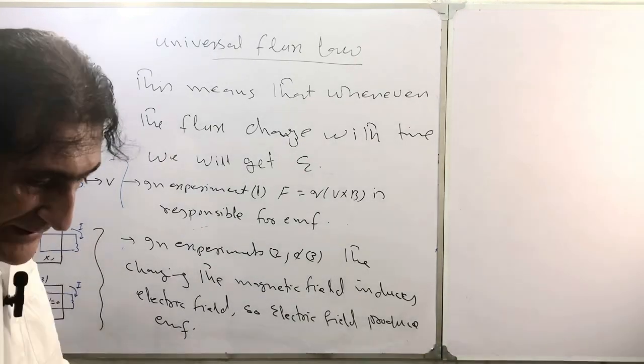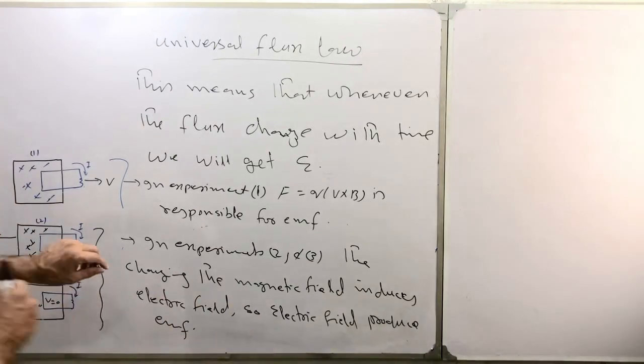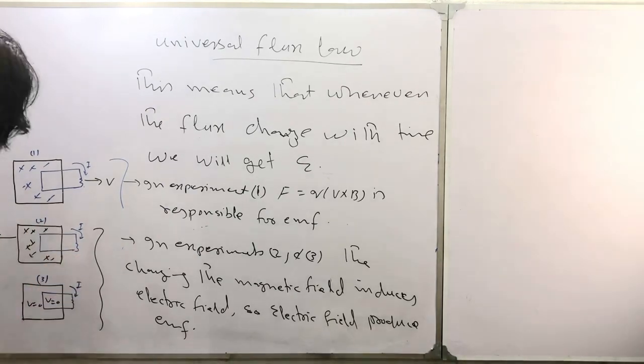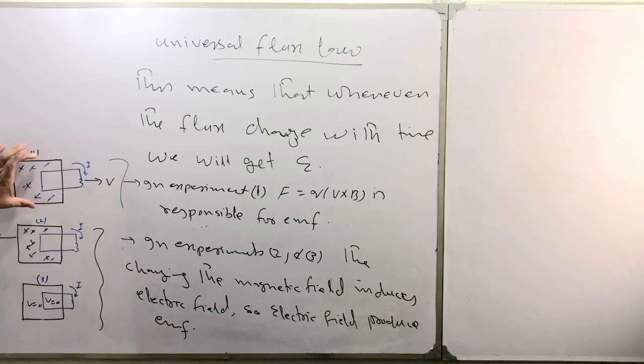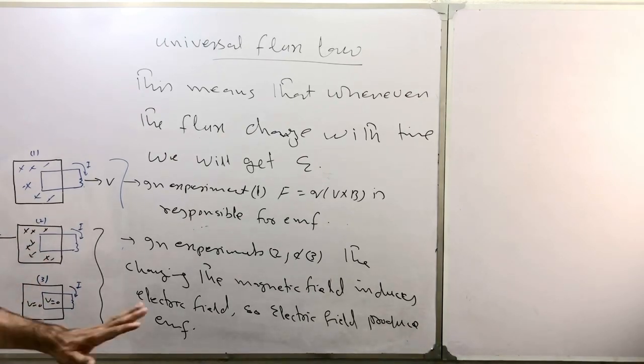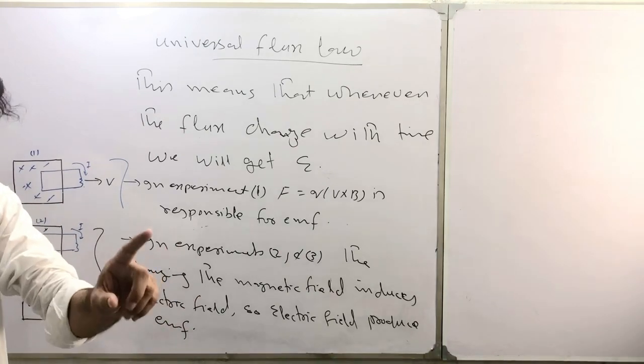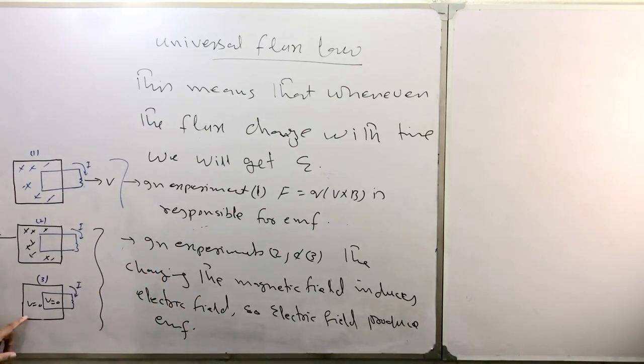Now I will repeat these points because this is very, very important. In experiment 1, the force qv×B is responsible for the EMF. In the other two experiments, the coil remains constant, so the rate of change of magnetic flux induces the electric field, and this electric field is responsible for producing the EMF.